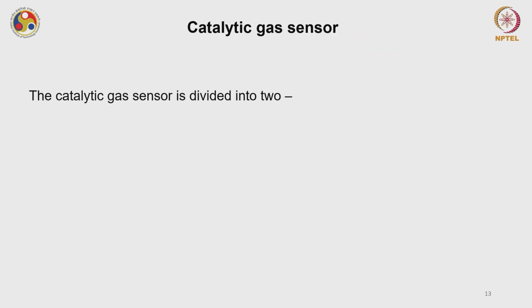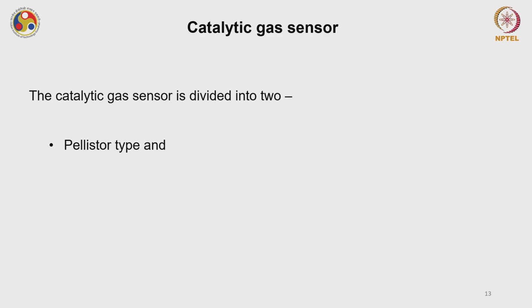Then the catalytic gas sensors are what we are discussing, the initial ones. The MEMS one I have discussed is the advanced version of what we have seen in conventional semiconductor gas sensors, but we are still discussing the conventional sensors, where we were discussing the catalytic gas sensor. The catalytic gas sensor is divided into two different types. The first is the pellistor type of device, and the second is the thermoelectric type.